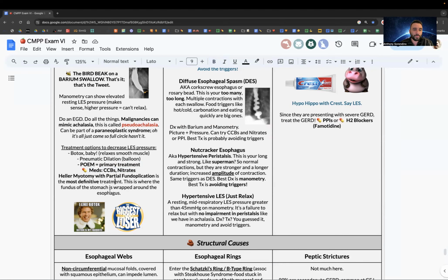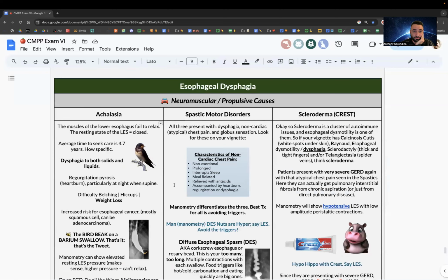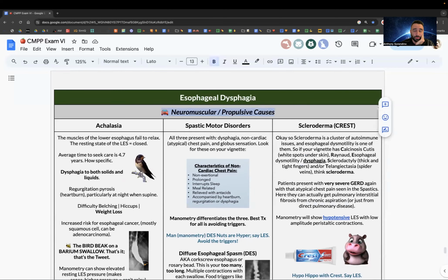That makes sense. Then there's the most definitive treatment. So don't confuse the primary treatment with the most definitive. This one is the Heller myotomy with a partial fundoplication, which again, a fundoplication is taking the fundus and wrapping it around the esophagus. I think there's some more complications with that. So POEM is a little bit less complicated, I believe, which is why it's primary.